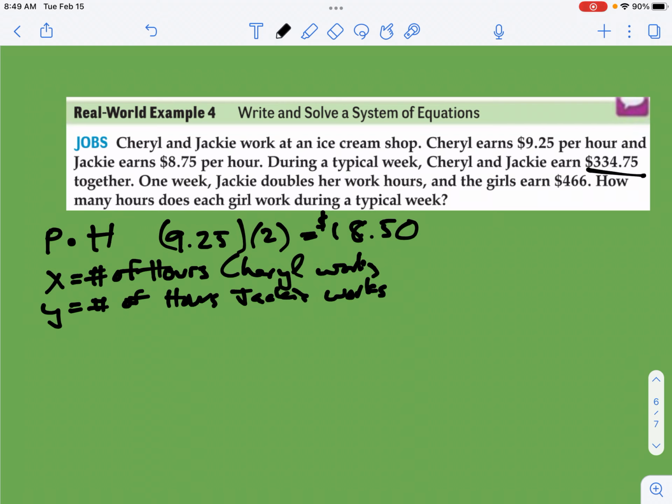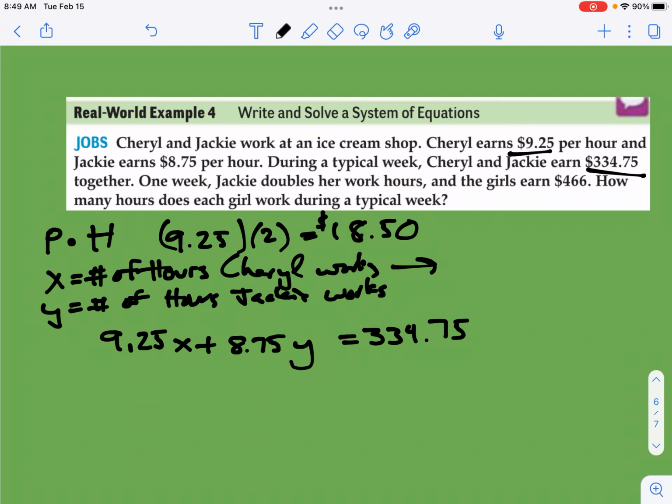So if I'm going to figure out how I get to $334.75, I know that I get that by taking the number of hours Cheryl works and multiplying it by Cheryl's salary, which is $9.25. So that's going to be 9.25x. And then Jackie, it's going to be the same thing. Plus, because this is their combined earnings, 8.75 times y. So this is my first equation.